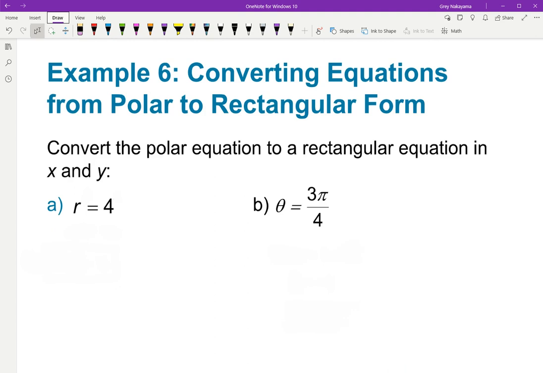All right, convert the polar equation to a rectangular equation. Remember, polar means I'm starting with r and theta, and rectangular means I can only have an x and/or a y. I can't have an r and theta in there.